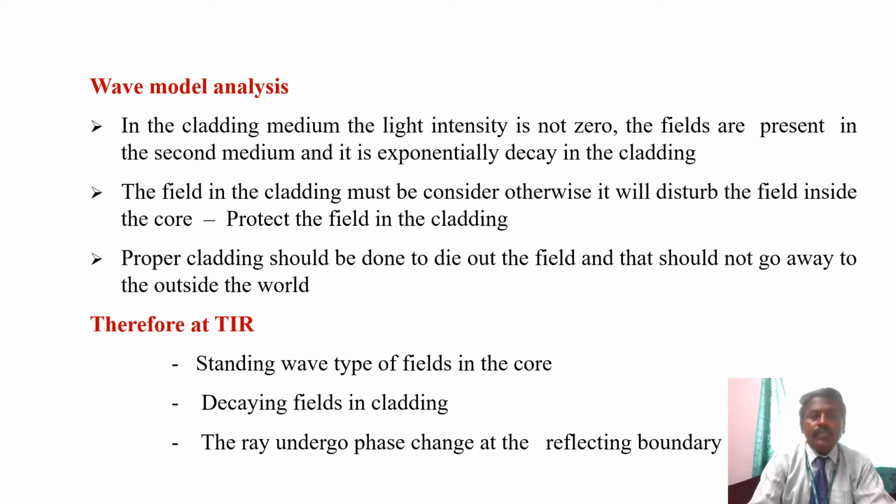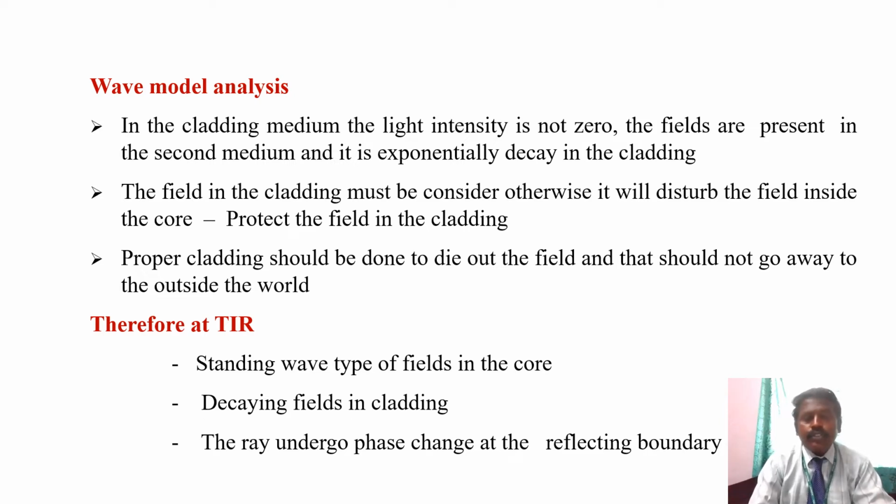In the wave model analysis, at the cladding medium, the light intensity is not exactly zero, but the fields are present in the second medium and decay exponentially in the cladding. So at the cladding, we cannot say that the intensity is exactly zero; it keeps propagating inside the cladding and at some point becomes zero. The field in the cladding must be considered, otherwise it will disturb the field inside the core, so we go for protecting the field in the cladding.